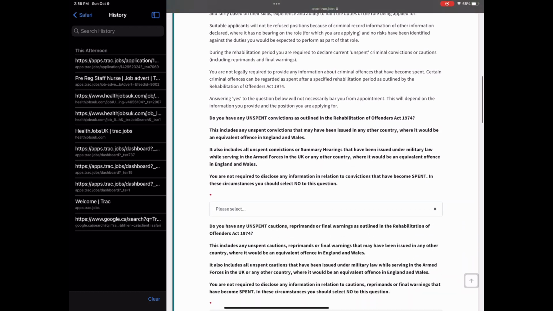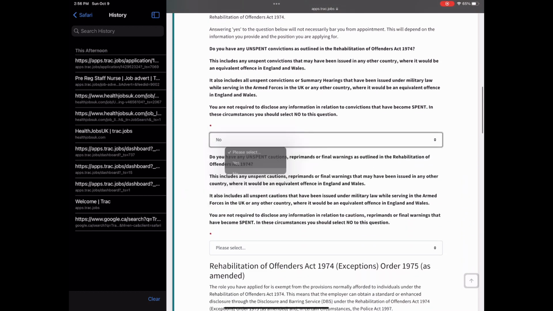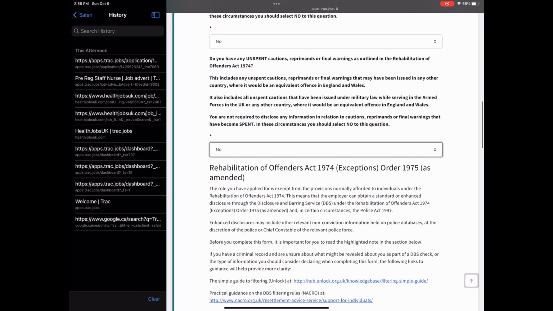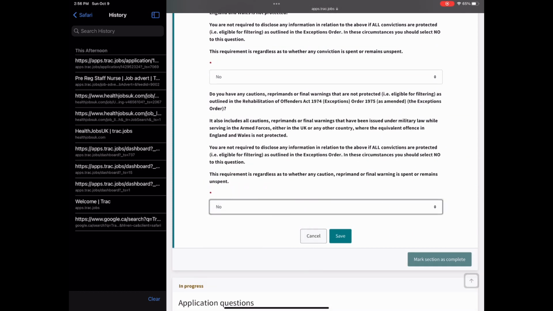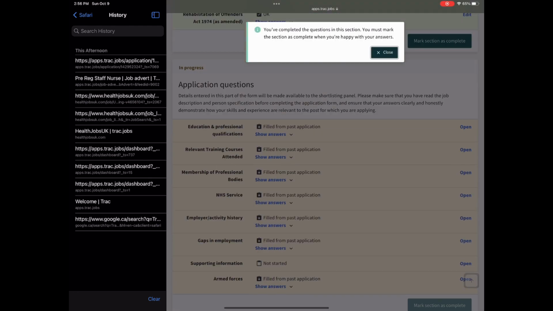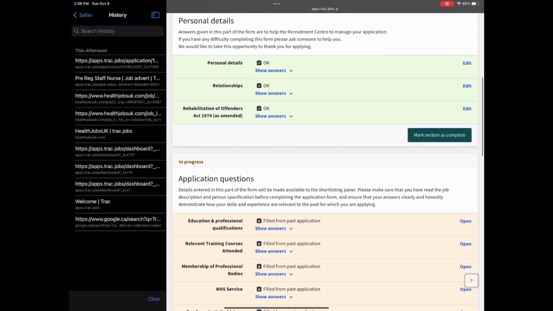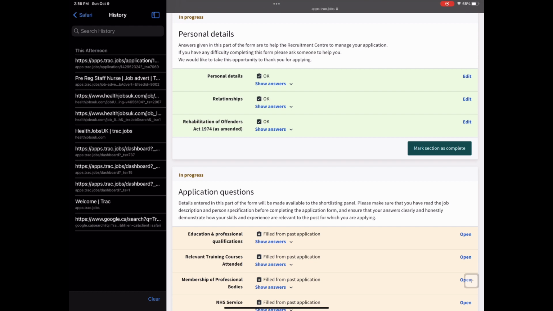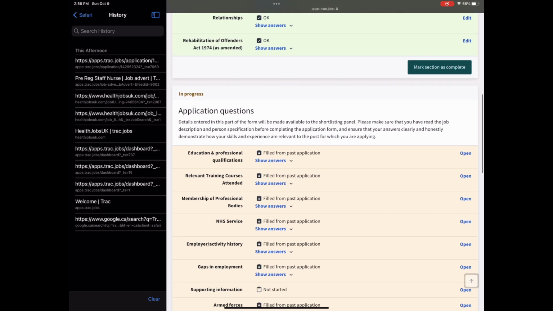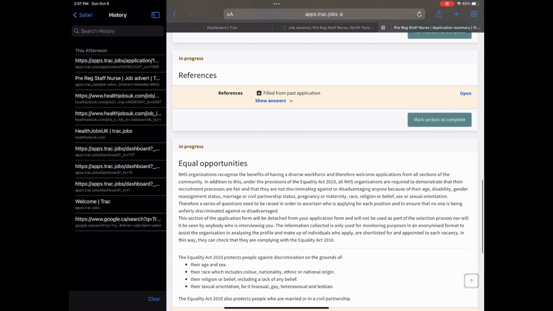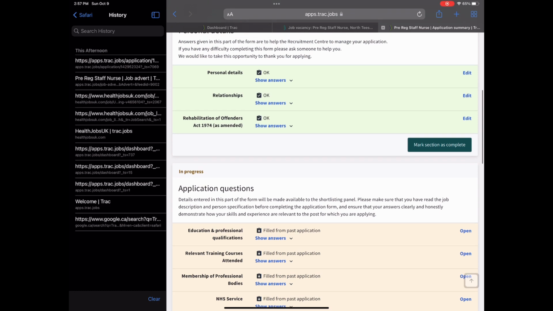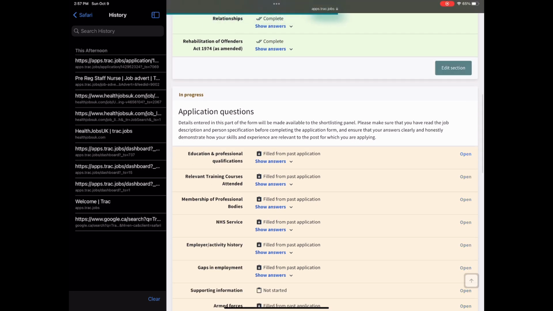Now, this part talking about convictions. Do you have criminal convictions or unspent convictions? The answer is almost always no. Well, if you have convictions, still put it if you think you understand. Now, when you're done with that section, you mark it as complete. This application is divided into 4 sections. Now, we just finished one. The second one is application questions, references, and then the last section.